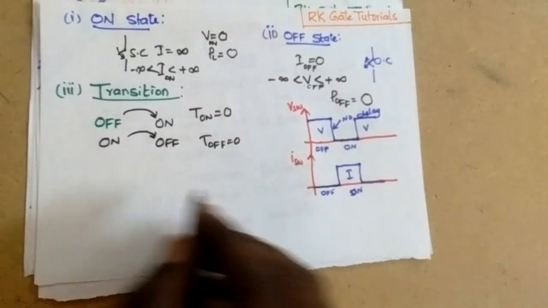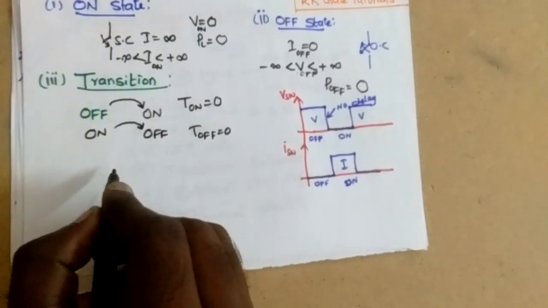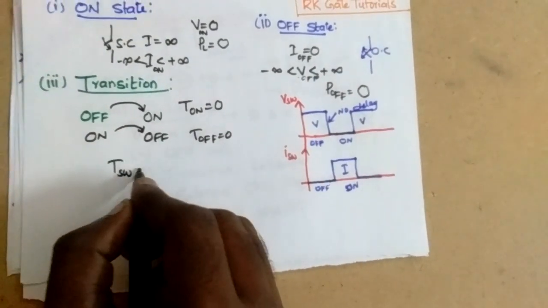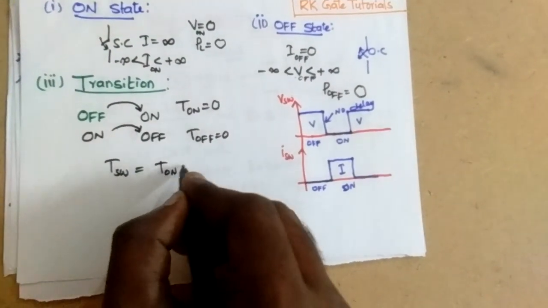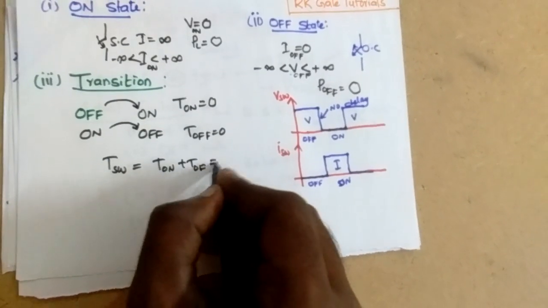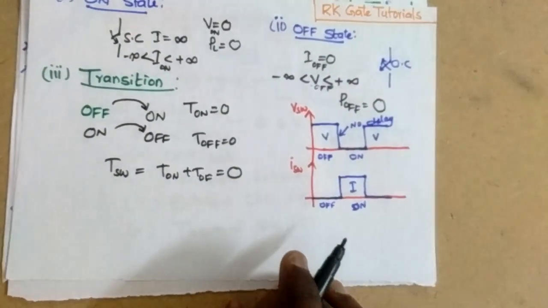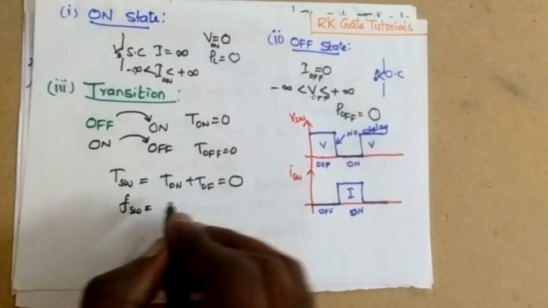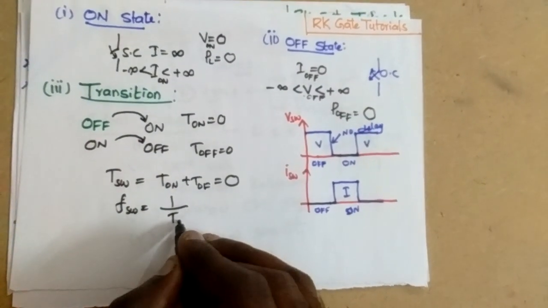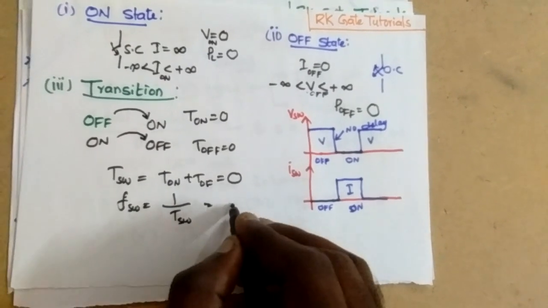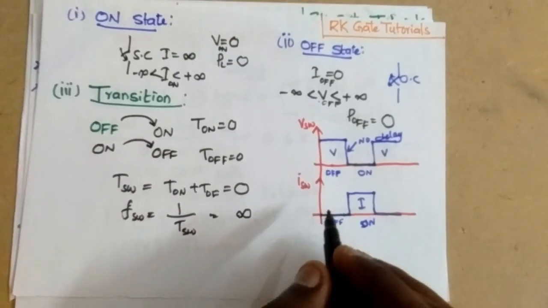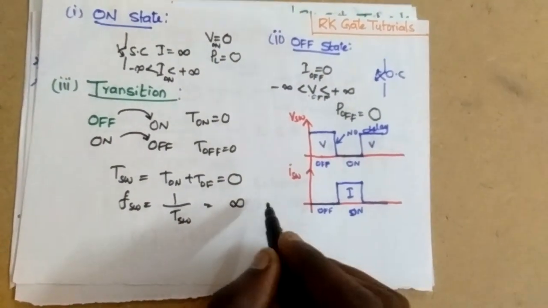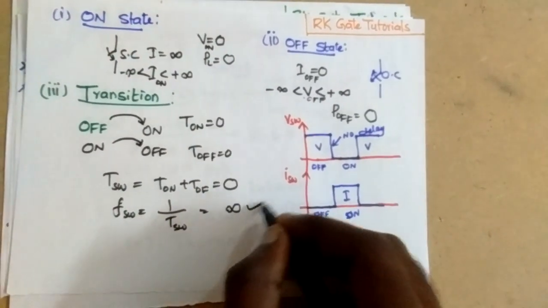So what is the time taken to turn on the switch? Now switching time can be taken as turn on transition plus turn off transition, which is completely going to be 0. And what happens to the switching frequency? FSW is nothing but the reciprocal of the switching time, that is equal to infinite, which means an ideal switch can operate with infinite frequency.